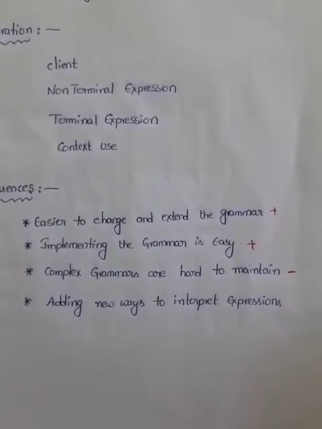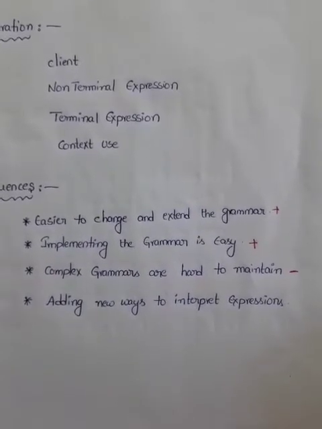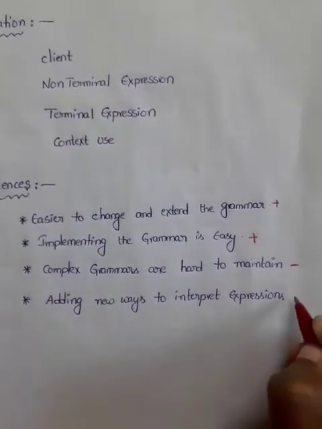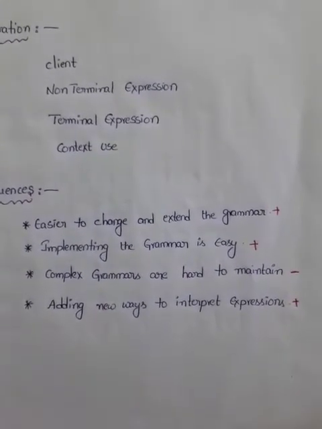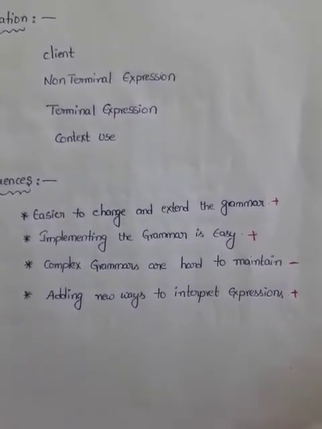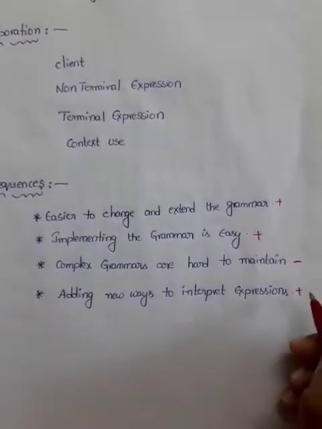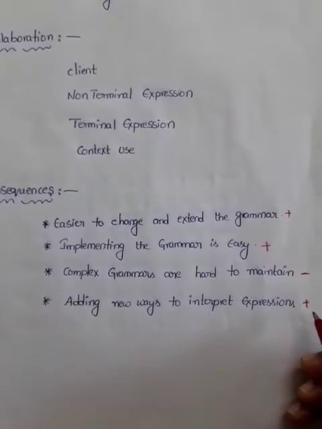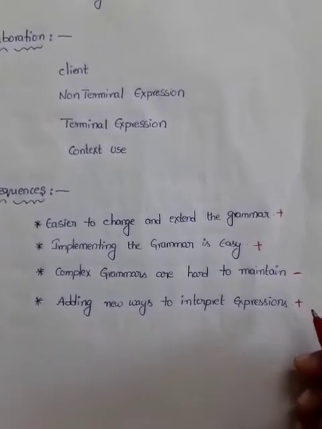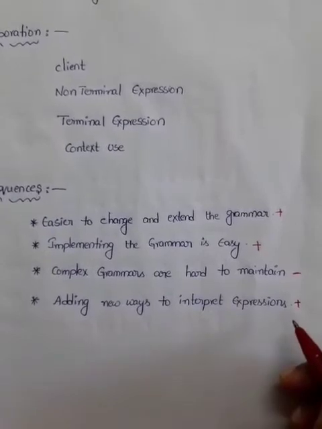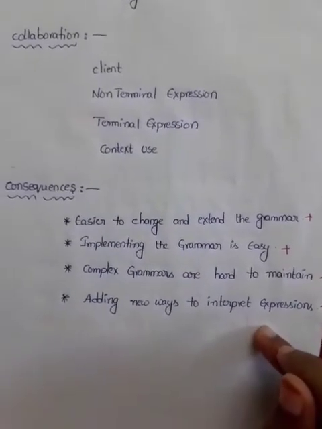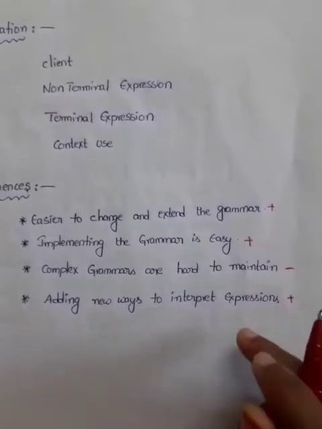And coming to our next consequence: adding a new way to interpret expressions. So we say this is one of the advantages. The interpreter pattern makes it easy to evaluate an expression in a new way. So this is one of the advantages of the interpreter pattern: it is easier to change and extend the grammar. Implementing the grammar is easy, in the same way complex grammars are harder to maintain, and adding a new way to interpret expressions. So these are the advantages and disadvantages that come under the consequences of the interpreter pattern.